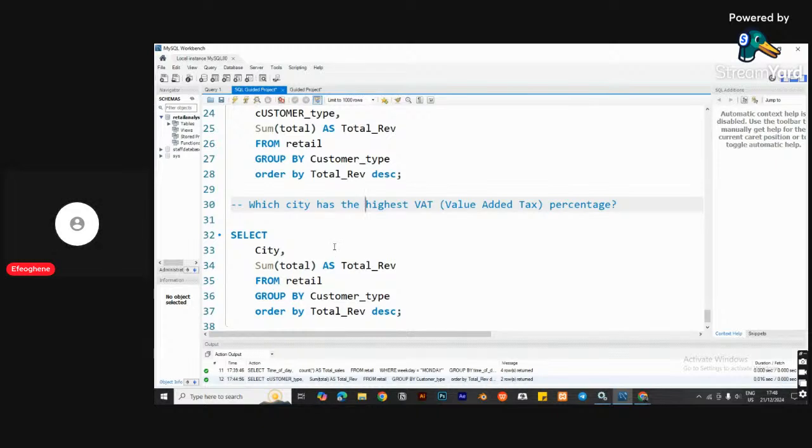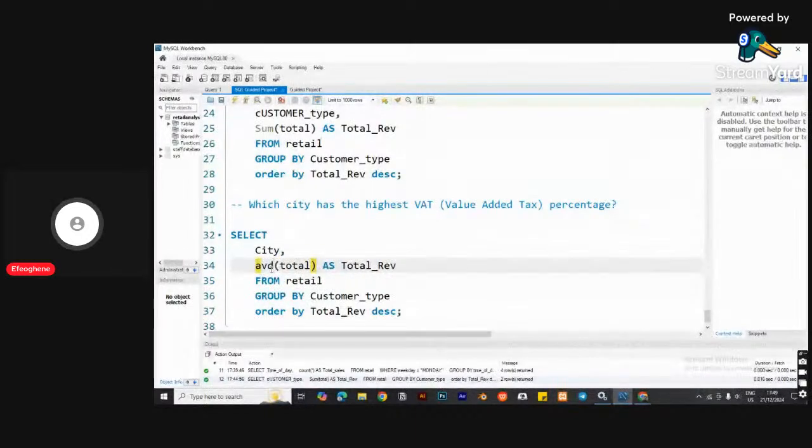So which city has the highest VAT? When you see the word highest, the VAT is the value added tax percentage. You can approach it in different ways. We can use the average aggregate function, and then group them in that order. Instead of using sum, we can also use the average. Let me write that expression first.